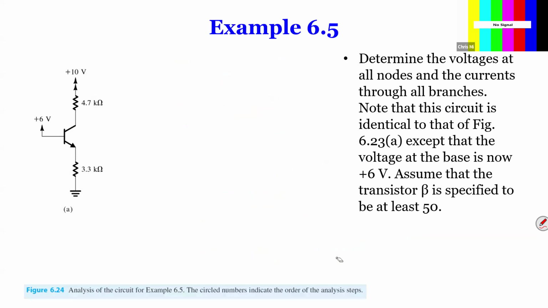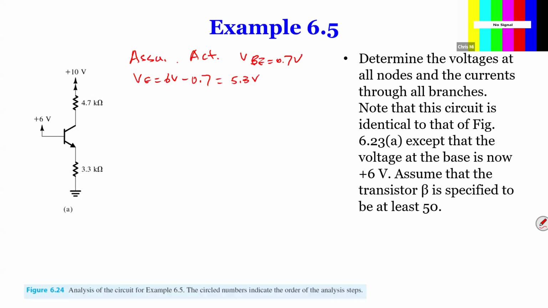All right, so in this problem, we want to determine all the voltages and currents through the branches. This circuit is identical to that one, except the base voltage is now 6 volts. Assume beta is 50. Again, this will not be cut off, because if it were, VE would be 6 volts. That's not possible. So it's going to be either active or in saturation. We assume active. Therefore, VE equals 6 volts minus VBE of 0.7 volts, which is 5.3 volts.